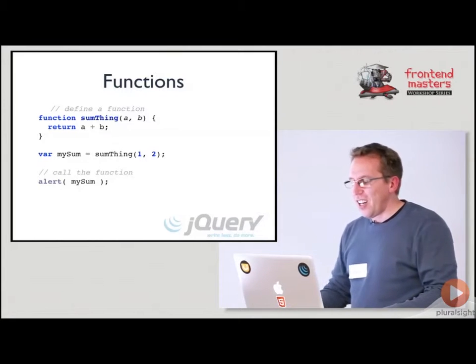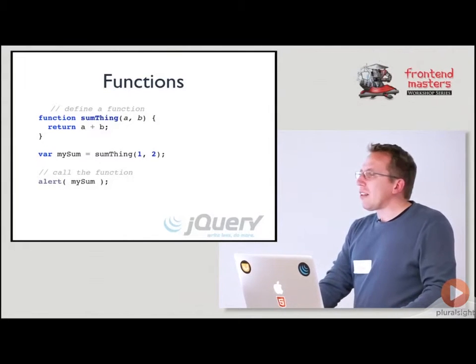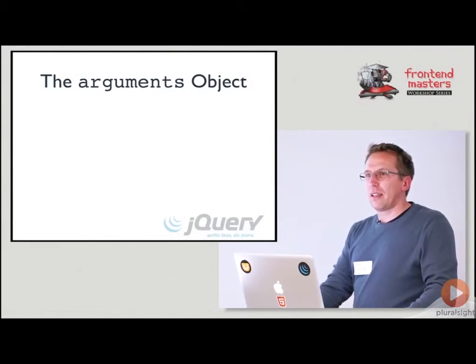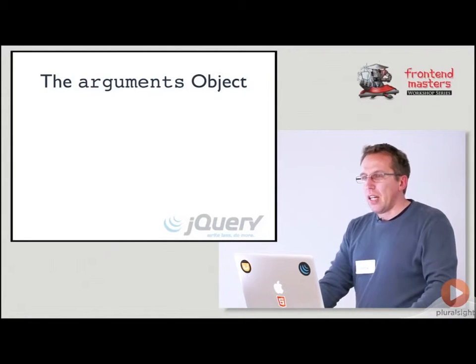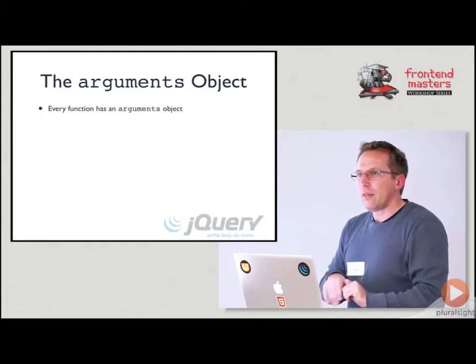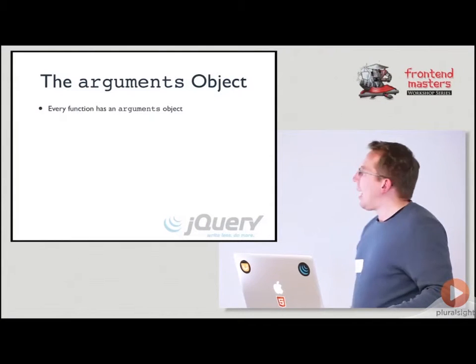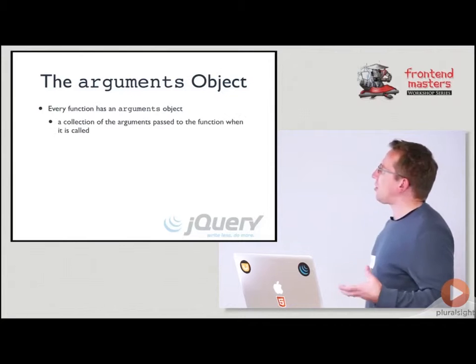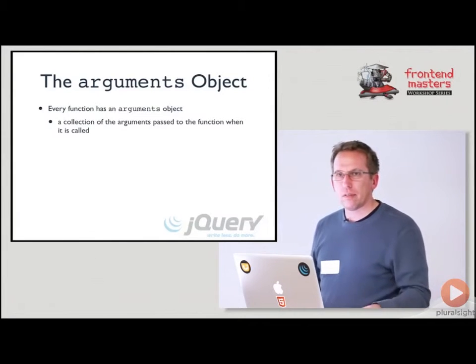Yes. OK. The arguments object. Now, this is something that's a little bit different, something a little unique to JavaScript. How many of you have worked with the arguments object before? Yeah, OK. A few of you nodding your heads. Cool. All right. So with the arguments object, every function has one, right? And it's a collection of the arguments passed to the function when it is called.